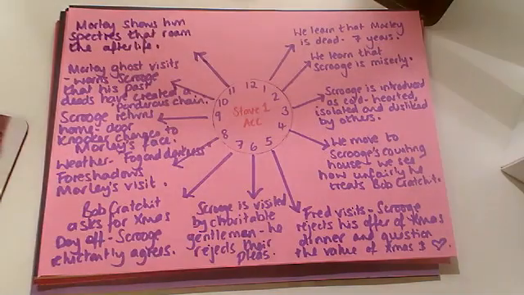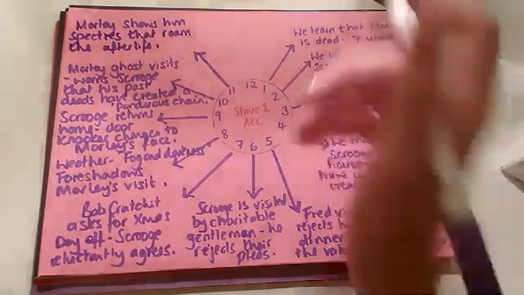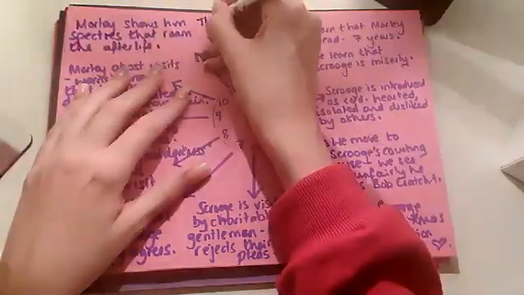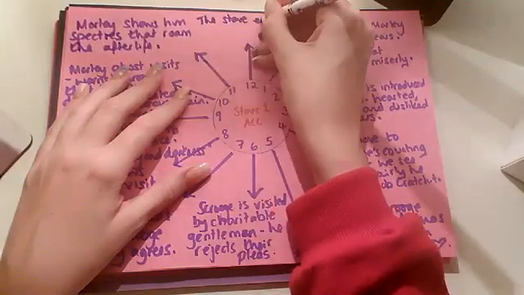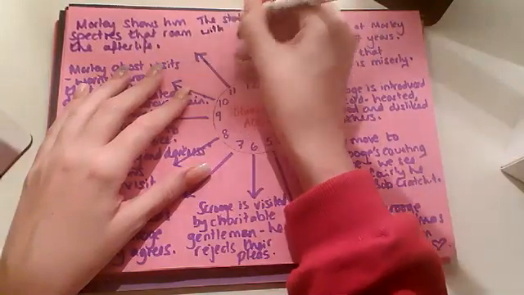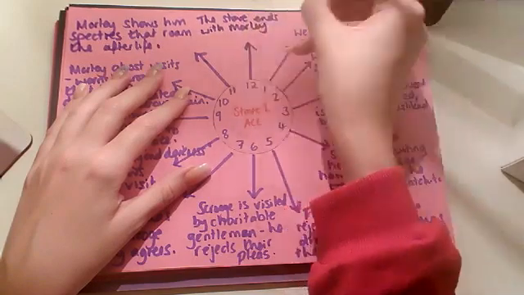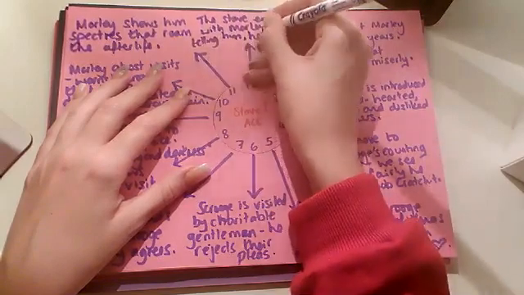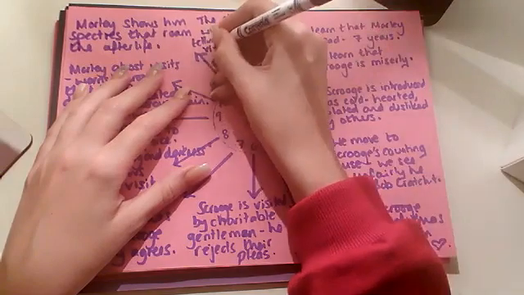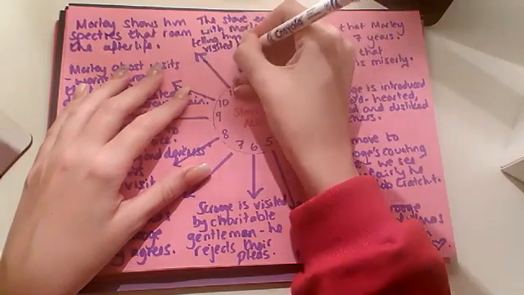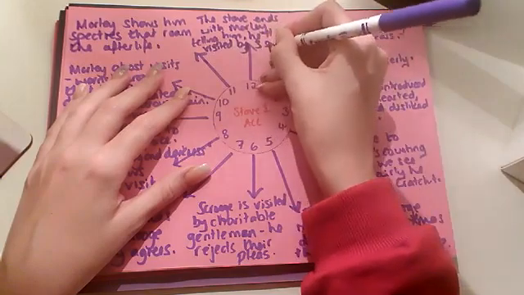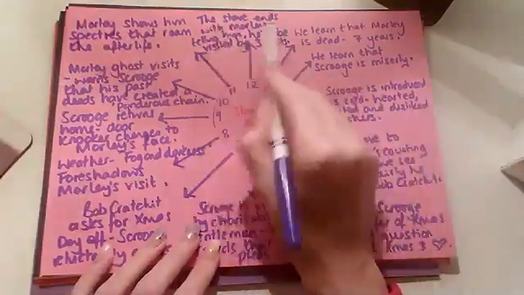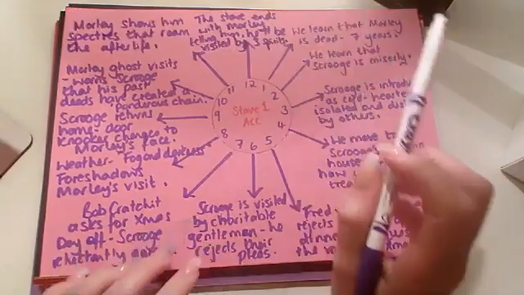And then finally, the stave ends with Marley telling him he'll be visited by 3 spirits. That's a little bit squashed at the top, but that says the stave ends with Marley telling him he'll be visited by 3 spirits.